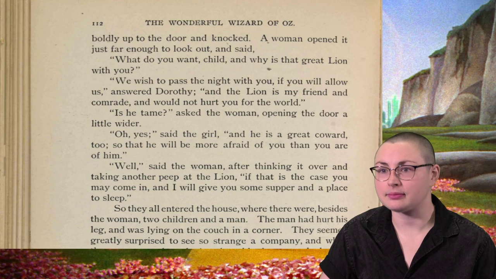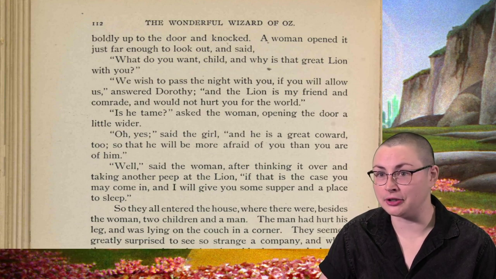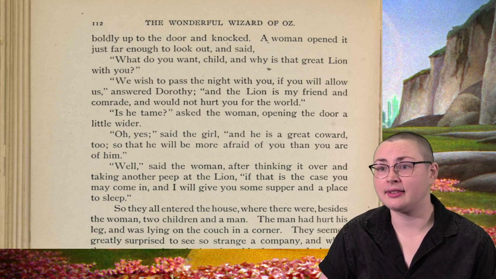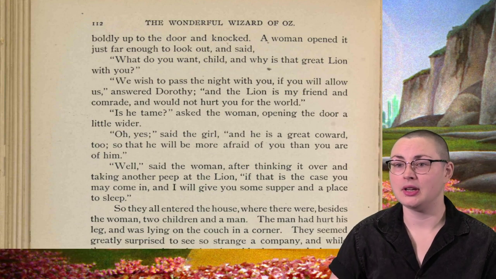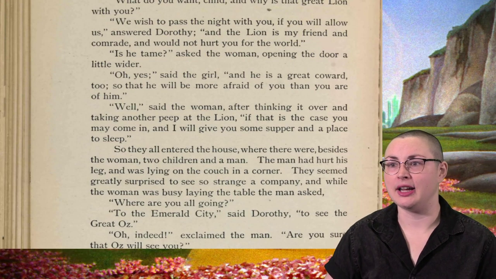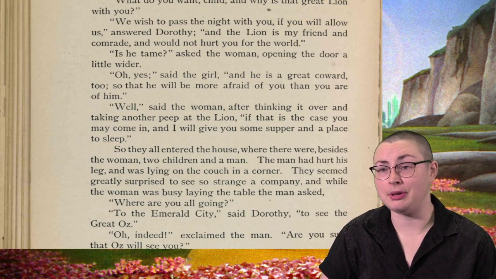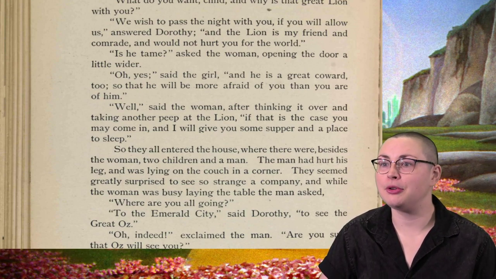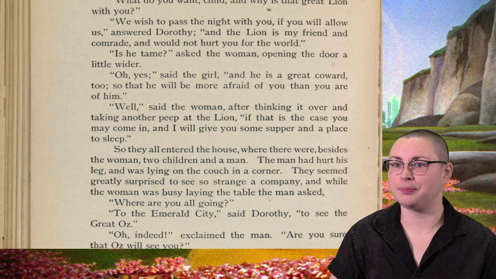"Is he tame?" asked the woman, opening the door a little wider. "Oh, yes," said the girl, "and he is a great coward, too, so that he will be more afraid of you than you are of him." "Well," said the woman, after thinking it over and taking another peep at the lion, "if that is the case, you may come in, and I will give you some supper and a place to sleep."